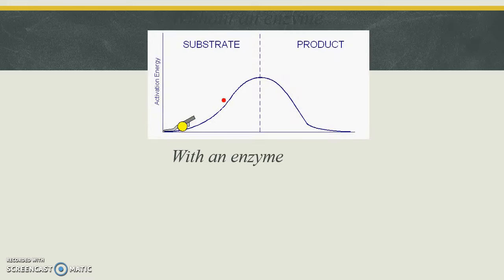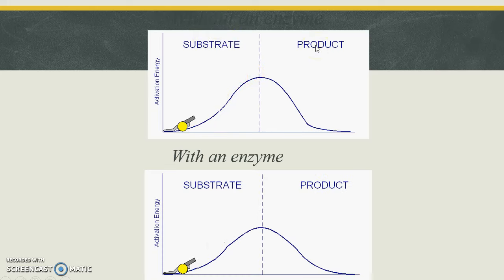So without an enzyme, you can see that we just kind of don't have the energy to quite fully start the reactions. We can't get from substrate to product. With an enzyme, essentially what we do is we lower the amount of energy that it takes to start a reaction just in general.